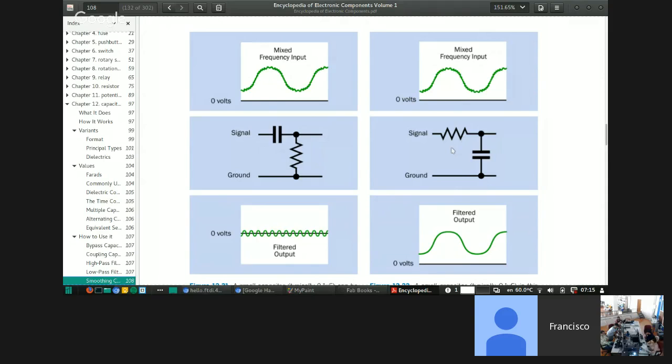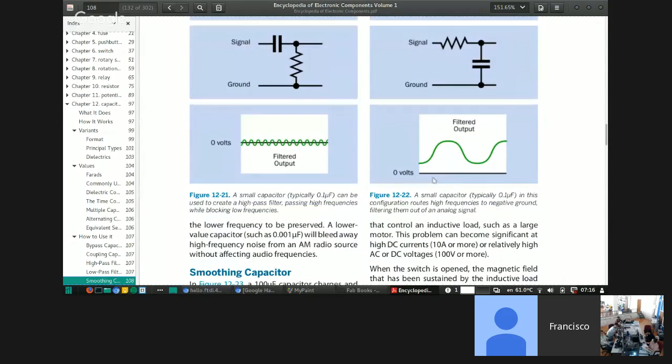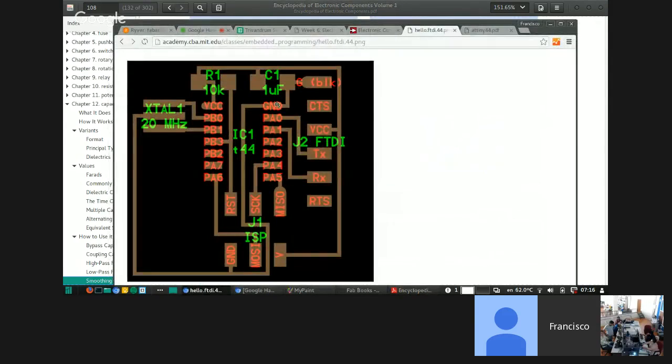It's not connected like this. What he's saying is it is doing both jobs, both filter as well as signal. I don't think that's the point of the resistor here. It's mainly for the filter. You see, a small capacitor, typically 0.1 microfarads. So we go here and it's 1 microfarad in this case.